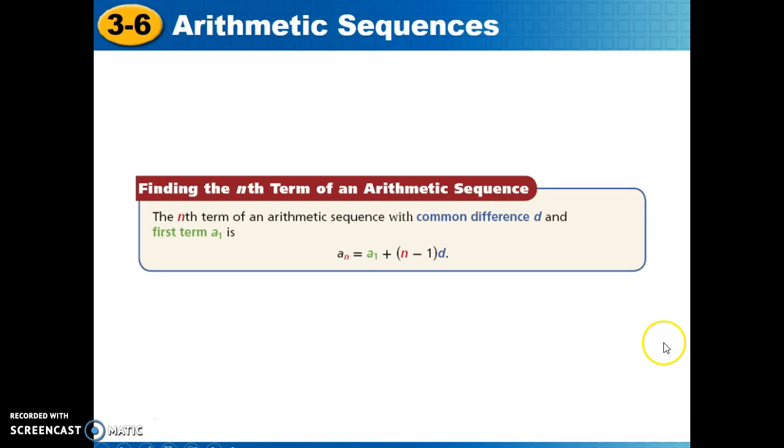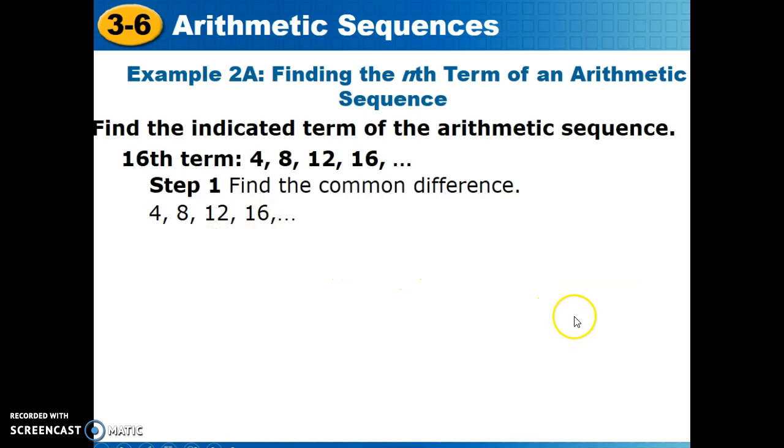Please write this down in your notes. Make sure that you have it. And you should, while you write this formula, define what each of these means. A sub n just means any term. A sub 1 means first term. N means the number of term we're looking for. And d is our common difference.